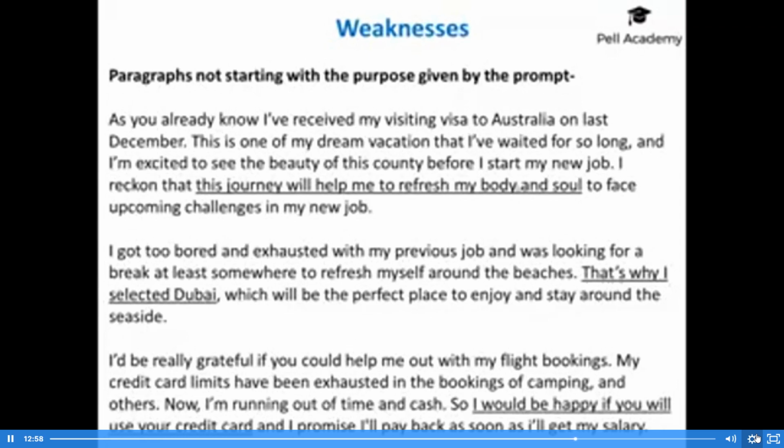That's not great. This one here, "that's why I selected Dubai." Again, if that was at the start, everything else in the paragraph would have been fine. And here, "I would be happy if you will use your credit card." Don't worry about the grammar. But again, if that had been at the start, then the purpose of the paragraph is clear. It's responding directly to the prompt that was given, and all the other information is perfect. All you have to do is follow it up with exactly what has already been said.